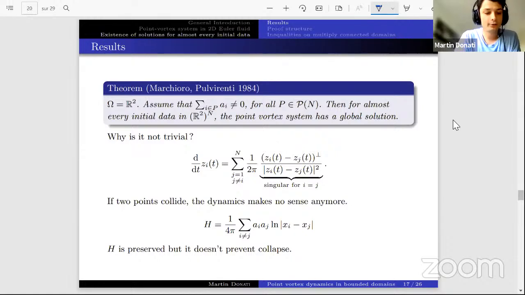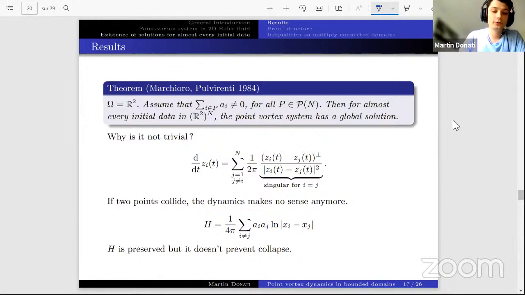So the first result we have is a theorem of Marchioro and Pulvirenti from 1984, which states that in the case of the whole plane, if there is no sum of masses that equals 0, then for almost every initial data, in the sense of the Lebesgue measure on R^2 to the power n, the point vortex dynamic has a global solution. Okay, so it's not always true. Why is it not always true?